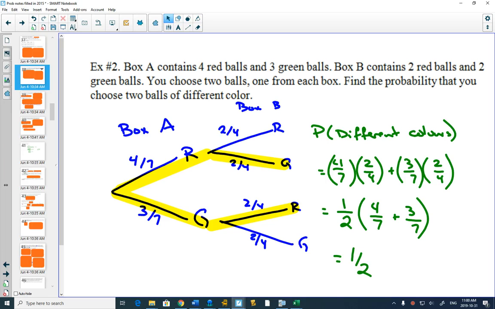To figure out the probability of a branch, you just multiply those probabilities together. Because they're independent events, pulling a ball out of one box does not affect pulling the ball out of another box. Add them up. And we have a 50% probability.